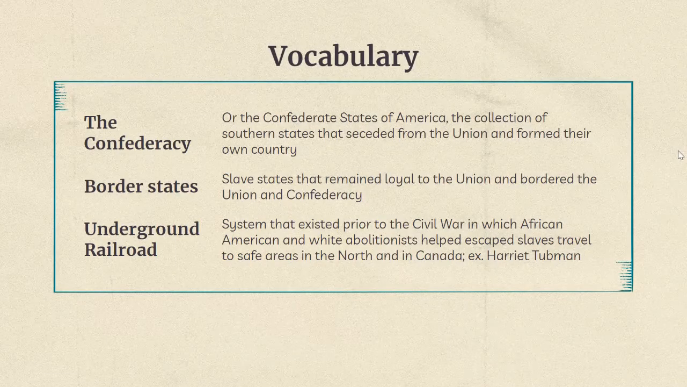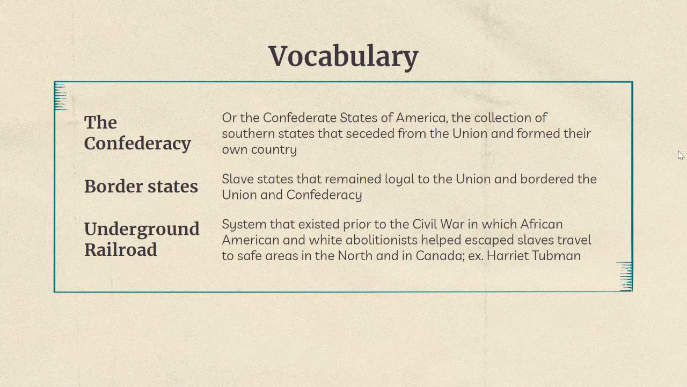Let's dive into some vocabulary that we need for this unit. The Confederacy, also known as the Confederate States of America, is made up of those states that seceded from the Union starting in 1860. Border states are states right along the border of the South and the Union, or the North, and they remain loyal to the Union despite the fact that they are slave states.